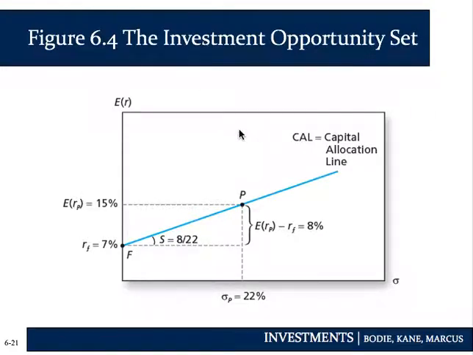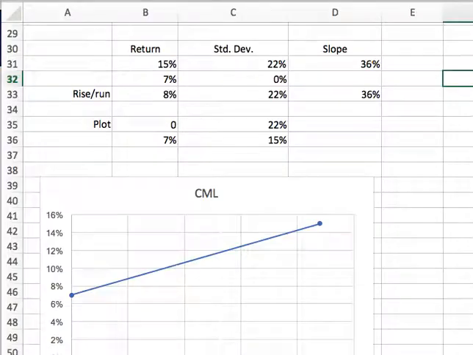Let's talk about the investment opportunity set and do a little bit of math here and do some plotting and Excel work. So we know our risk-free rate is 7% that has no volatility. We know that our expected return is 15% and that has volatility of 22%. But this is just a chart in a book. Let's go to an Excel spreadsheet and start messing with this and create our own little model going on.